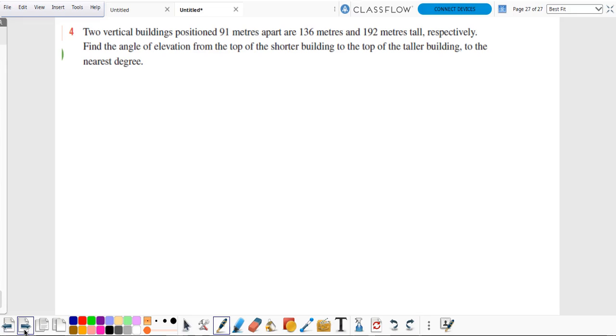Find the angle of elevation from the top of the shorter building to the top of the taller building to the nearest degree. So you're looking for the angle of elevation. That means elevation, you're looking up. So if you were the smaller building, you'd be looking at the top of the taller building because it's above.